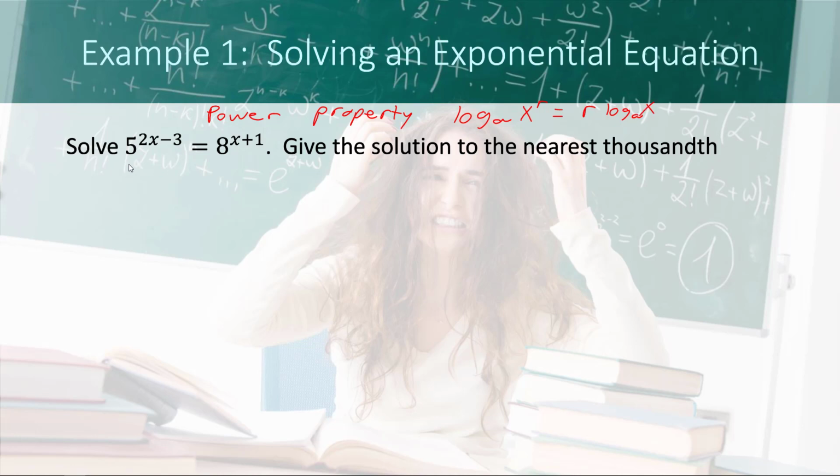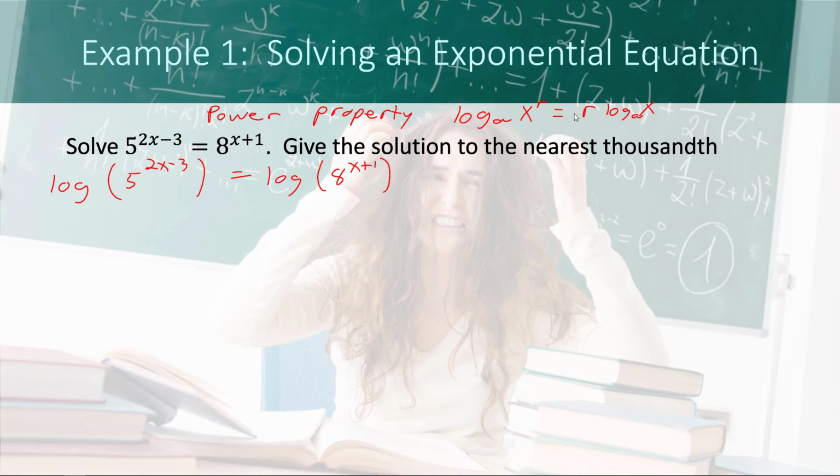Okay, so here we have 5 raised to the 2x minus 3 power is equal to 8 raised to the x plus 1 power. So what we want to do is take the log of both sides. Now it doesn't matter which log we use. We can use the common log, we can use a natural log, or we can use the log of any particular base. So let's go ahead and take the common log for each side. So that will give us log of 5 raised to the 2x minus 3 power, and that will be equal to the common log of 8 raised to the x plus 1 power.